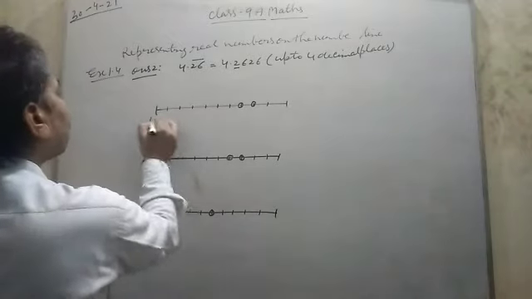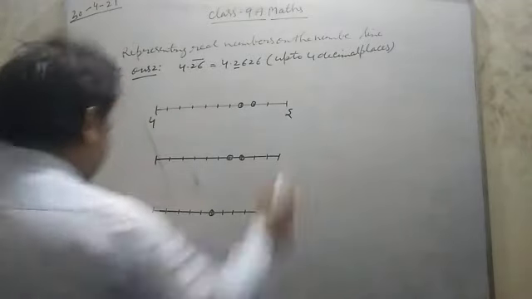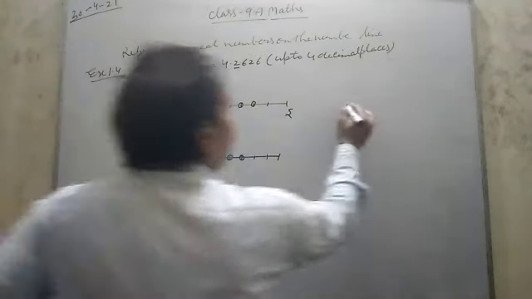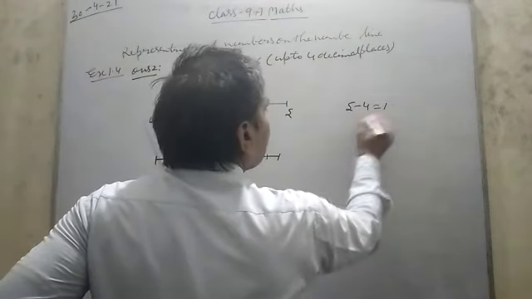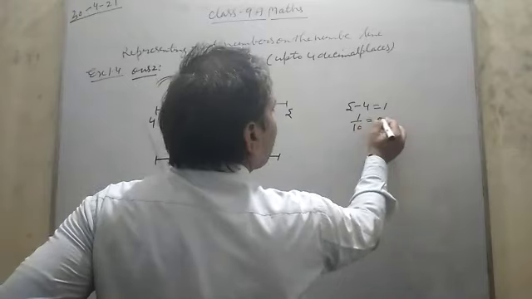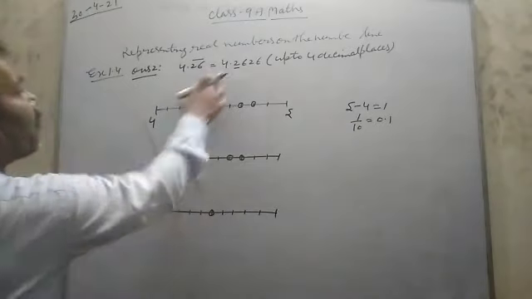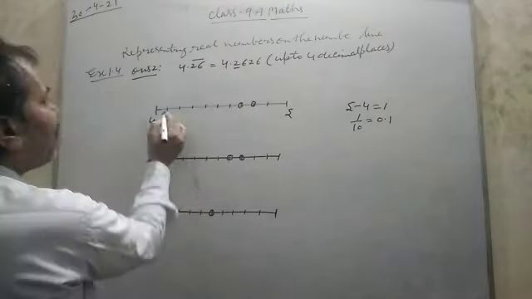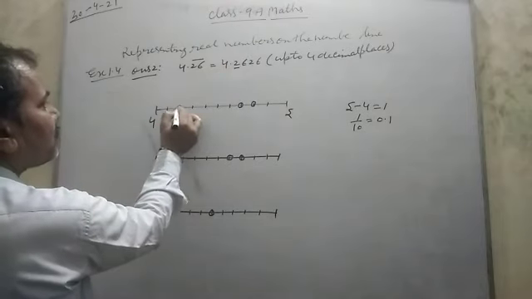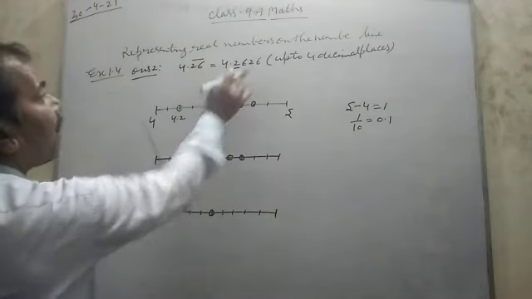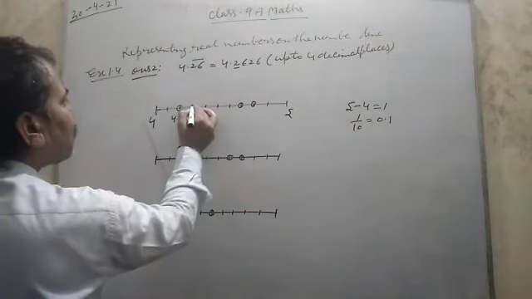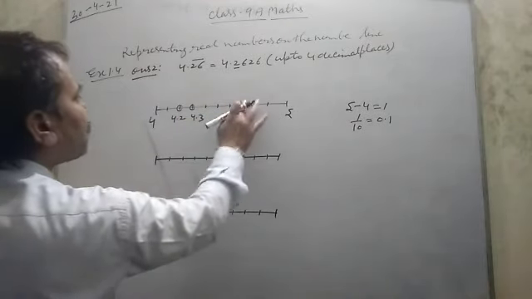Or you can write it like this: first it lies between 4 and 5. Clear? So 4 and 5, the distance between them is 1, divided into 10 equal parts, so 1 part will be 0.1. So 4.2, the first digit after the decimal, is 2. So this is 1 part, this is 2 parts, this will be 4.2. After that there are also some digits, so it is more than 4.2, so between 4.2 and 4.3.